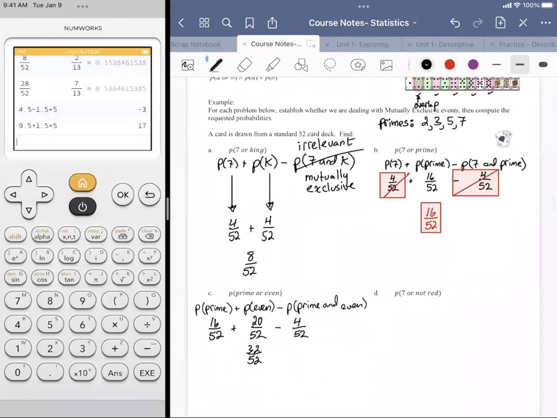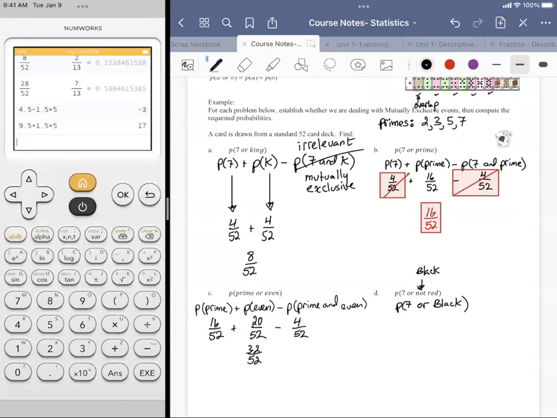And the last one, probability of 7 or not red. You'll notice that at this point, the calculator is really just for show because the numbers are pretty easy to work with. But we'll get to the cases that involve a calculator in a little bit. 7 or not red, that's a little trickier. The not part kind of throws you for a loop, maybe. But when you think about something that's not red in terms of a deck of cards, if it's not red, then it must be black. So this is really saying find the probability that a card is 7 or black.